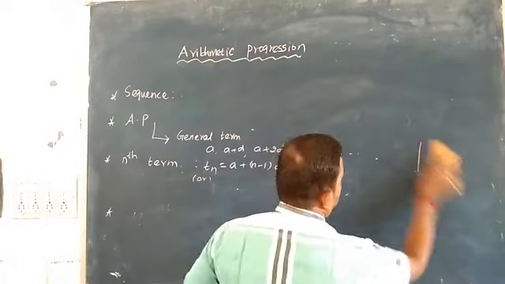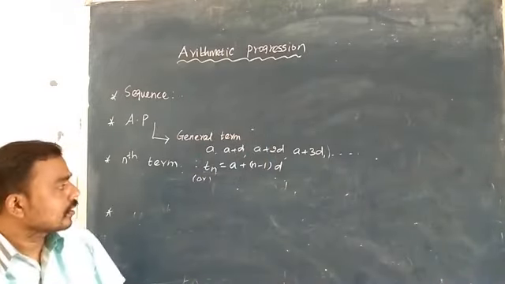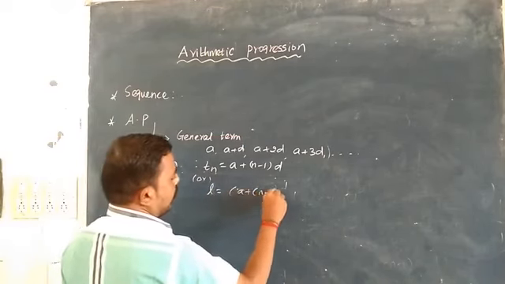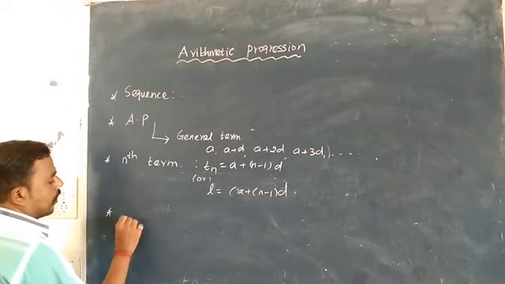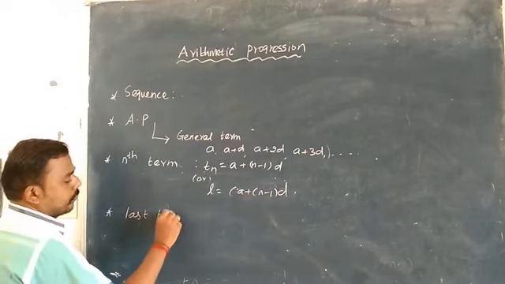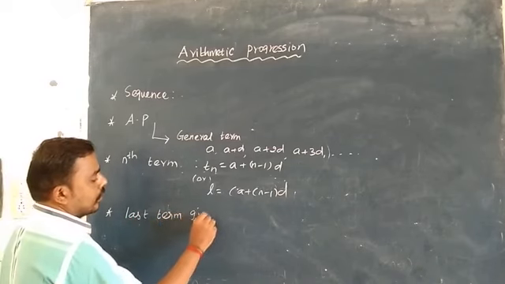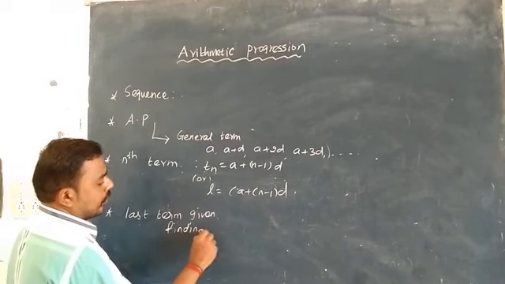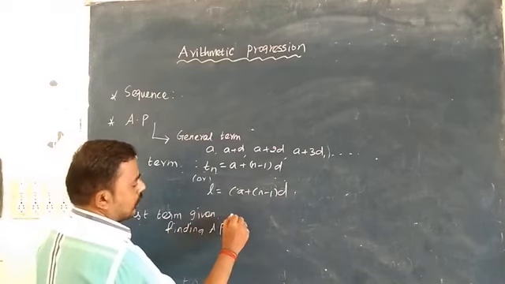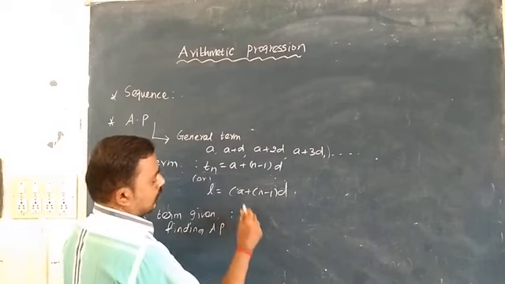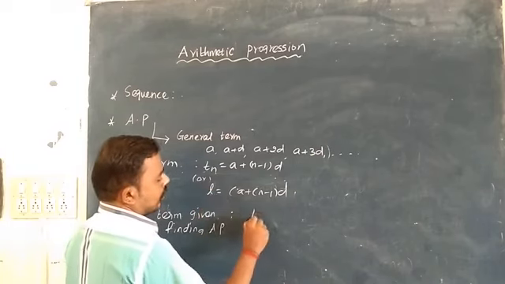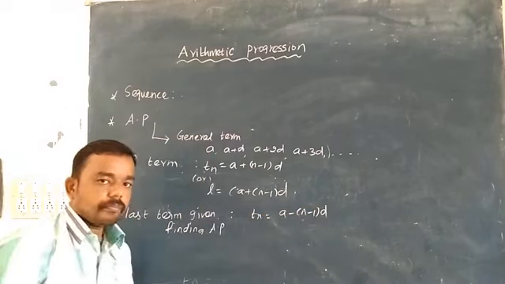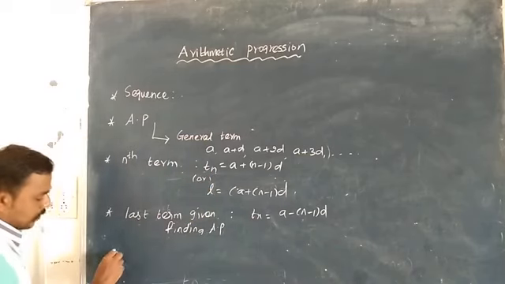So here I have given all the chapter formulas. Here you have l equal to a plus n minus 1 into d. If the last term is given, then finding the AP is Tn equal to l minus n minus 1 into d. That's all. Right.